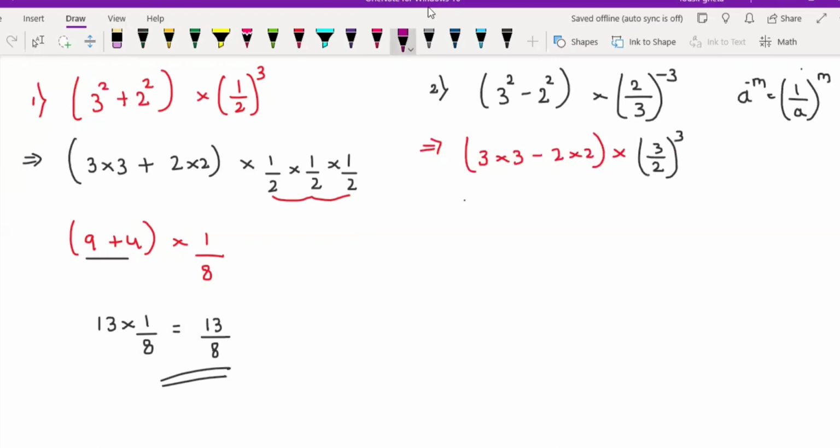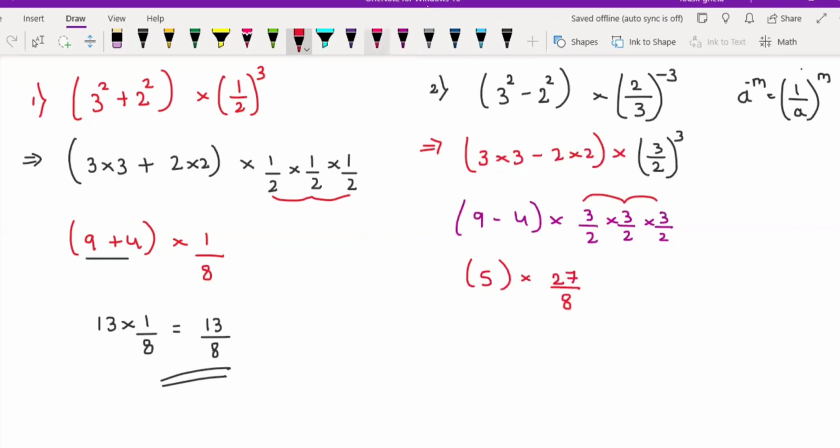So 3 3s are 9 minus 2 2s are 4, into. Now let us expand it, that is 3 by 2 into 3 by 2 into 3 by 2. So 9 minus 4 will give the value 5, into 3 3s are 9, 9 3s are 27, divided by 8. So finally, let us multiply the numerator: 5 into 27 will give the value 135, divided by 8, which will be our final answer for the second question. Hope you're matching with our solutions.